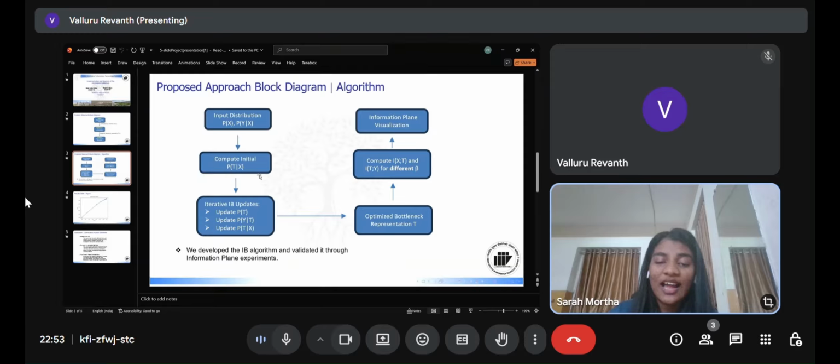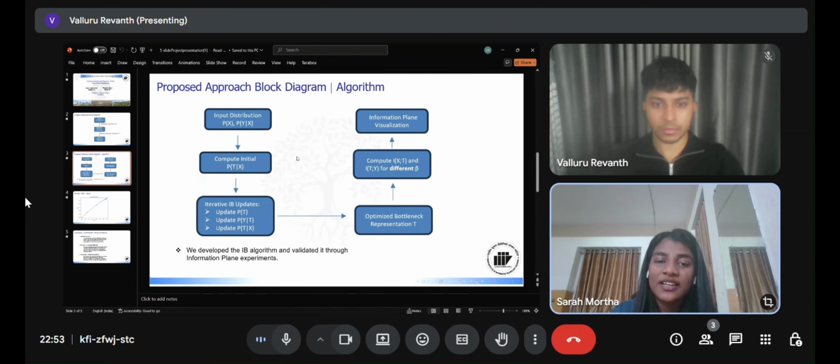This slide explains the algorithmic steps we implemented to solve the information bottleneck problem. We start with the distributions P of x and P of y given x. These define the joint behavior of inputs and labels. Then we compute the initial P of t given x. We initialize a random or uniform mapping P of t given x. Then the algorithm enters the iterative updates: updating P of t, updating P of y given t, and then updating P of t given x. These updates gradually move t toward the optimal bottleneck representation. After convergence, we obtain the optimized bottleneck representation of t.